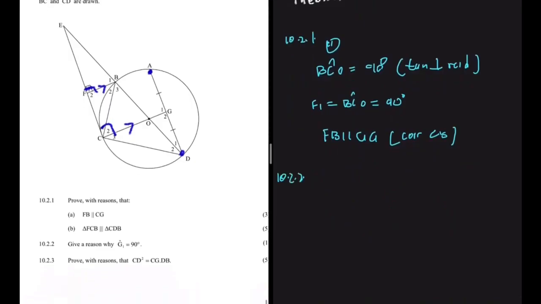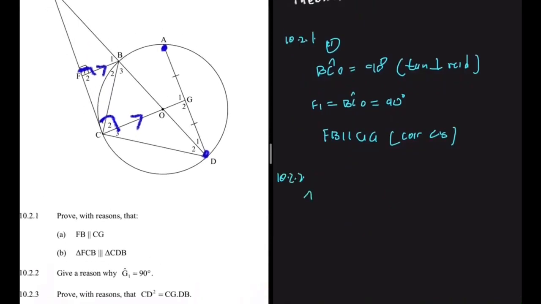And now let's do 10.2.2. 10.2.2 says let's prove that triangle FCB is similar to triangle CDB. So let's highlight our triangles so that we can see what we're talking about. So we have triangle FCB and triangle CDB.